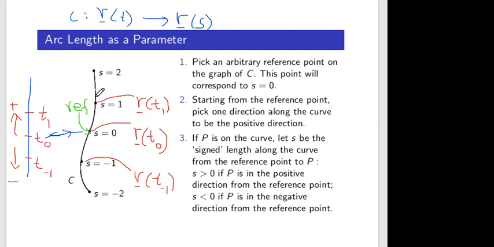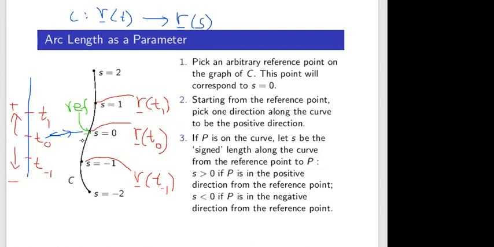I'm moving along this curve in this direction. You increase the parameter value from t naught to, let's say, t1. Then this point is moving slowly from this point to this point, and you can find this length using the previous equation.